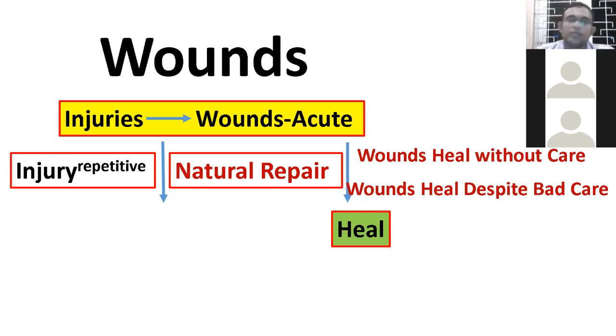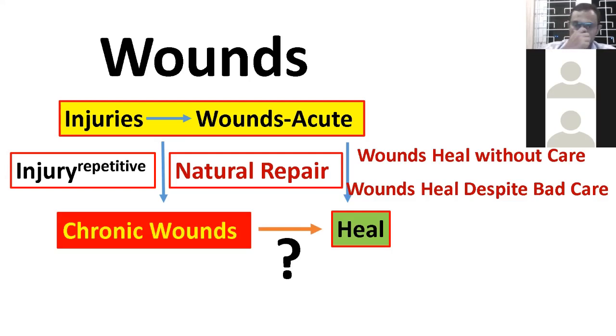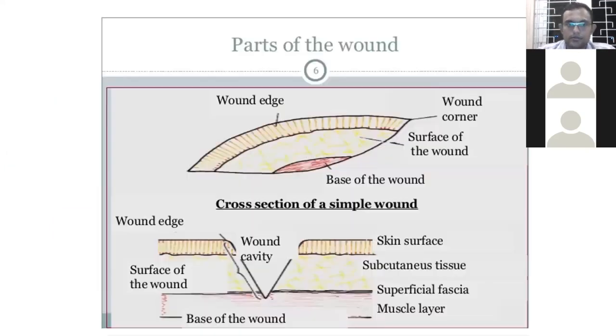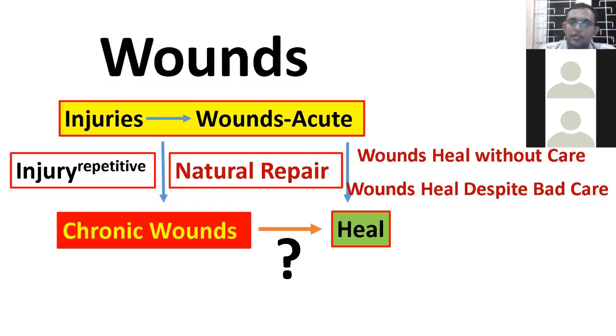So what makes a wound chronic? Apparently, failure to heal, and a repetitive injury of sorts. I think it's clear. The take-home point in this slide is very important. All wounds start as acute wounds, natural repair processes are strong, and all wounds heal, and it's very difficult to make a chronic wound.